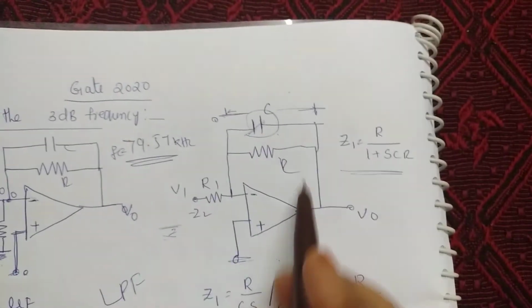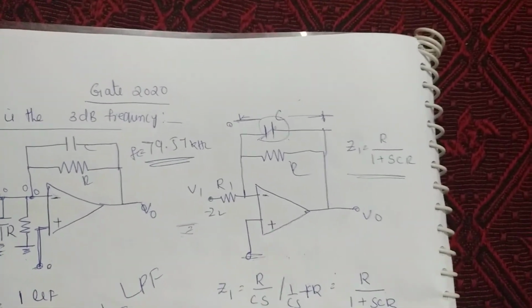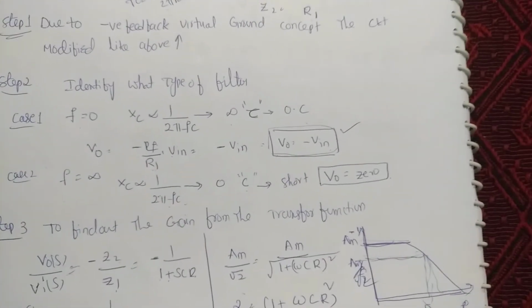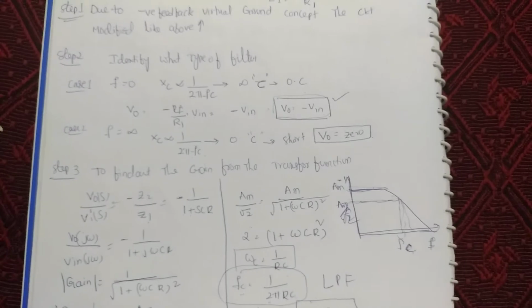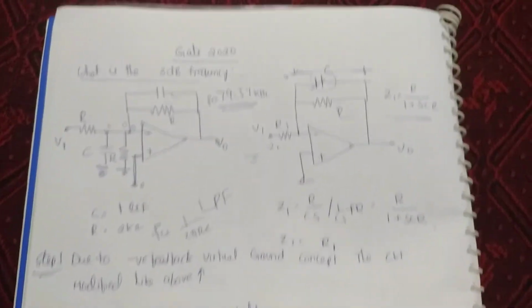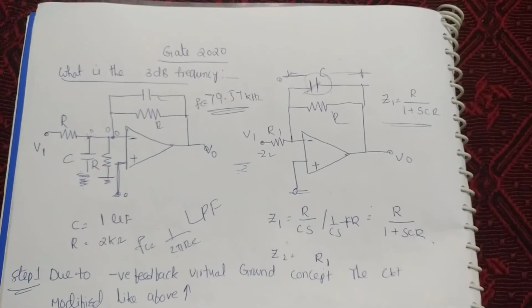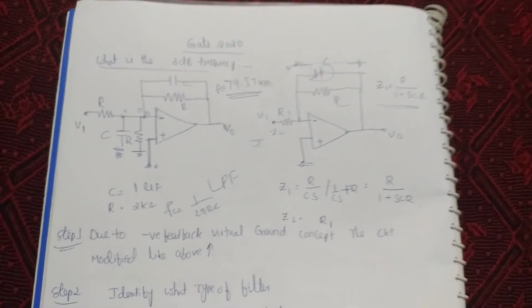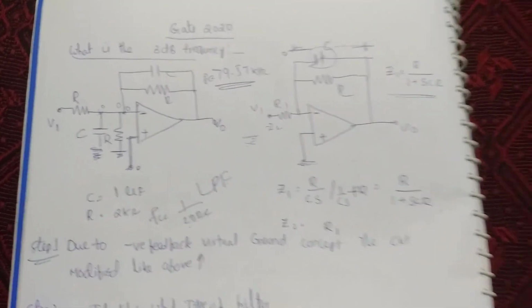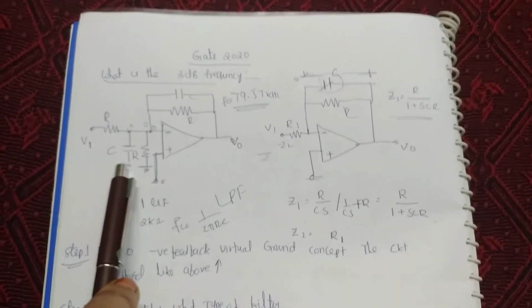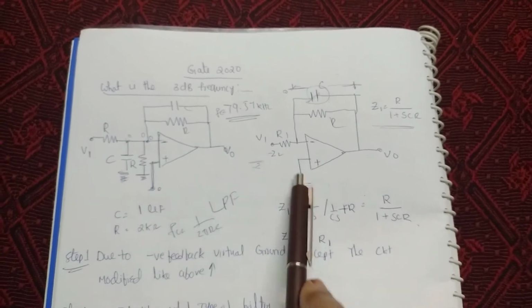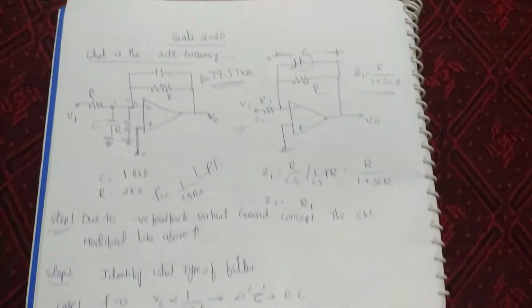Fc is 1 by 2 pi RC, and you substitute it. But these are the different concepts. Some may twist it, or sometimes they may ask some other points, so we have to know the basic concepts. Okay. This is the way you have to solve the problem. This is a GATE 2020 paper question related to operational amplifiers. Sometimes they may add extra components in the circuit. So you apply the concepts and remove the unwanted elements, then you can simplify it more easily.